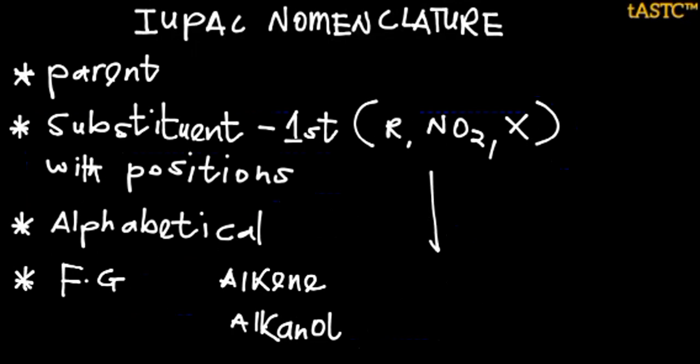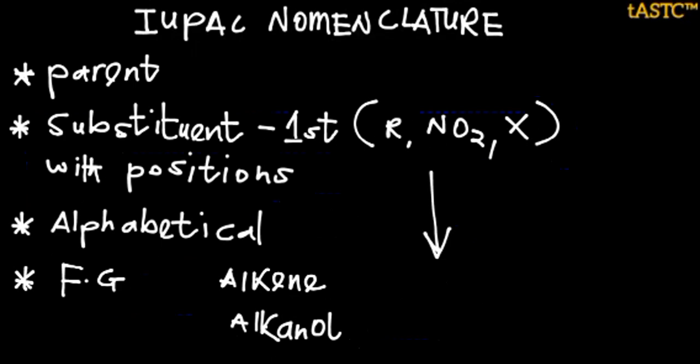Really, as we go down the homolog, we actually have increasing oxidation states. So this stuff actually has a higher oxidation state as compared to this. So because of that, we're going to name the compound with respect to alcohol. Now the alkene group will only serve in a position.